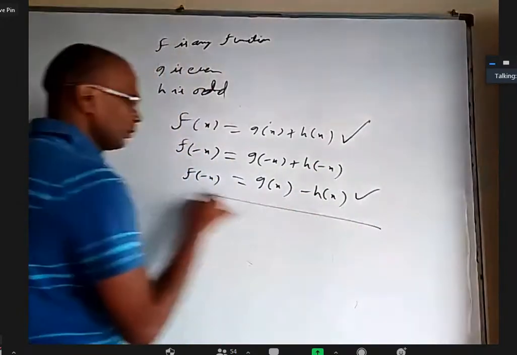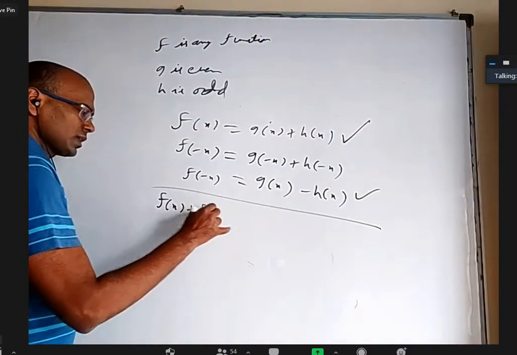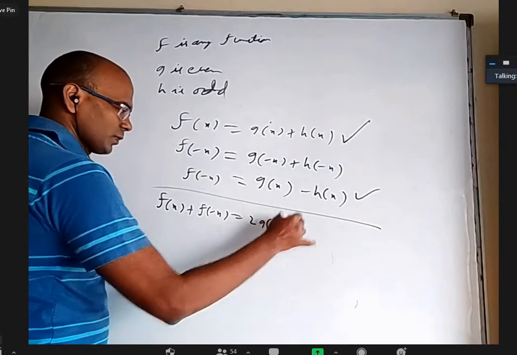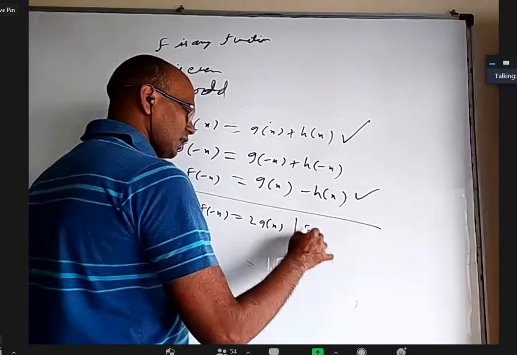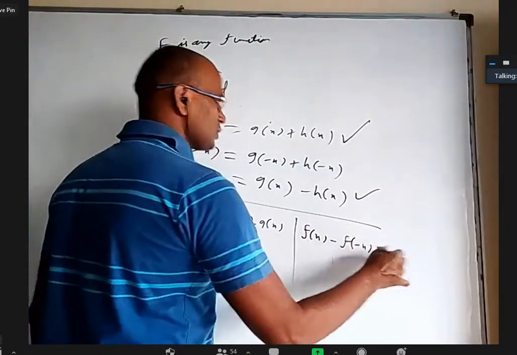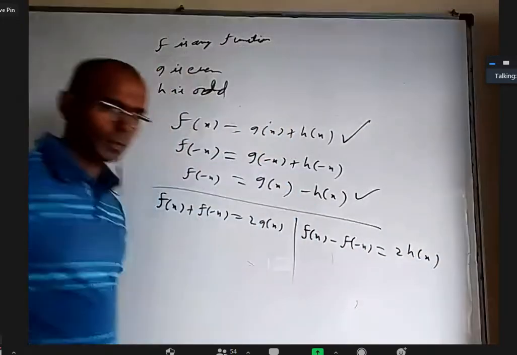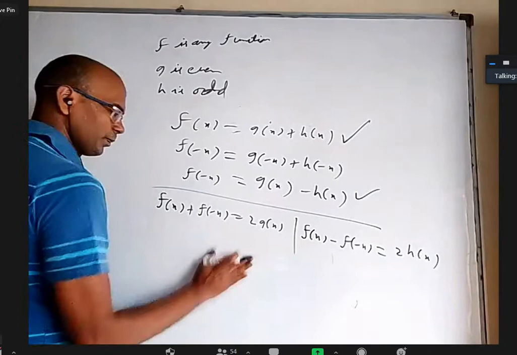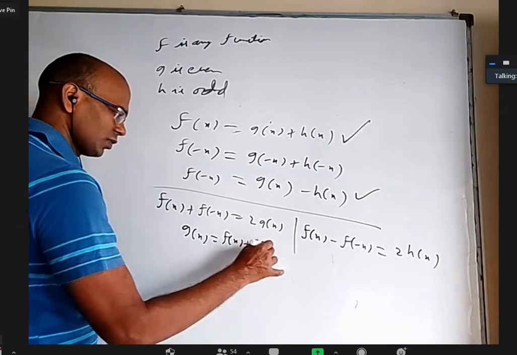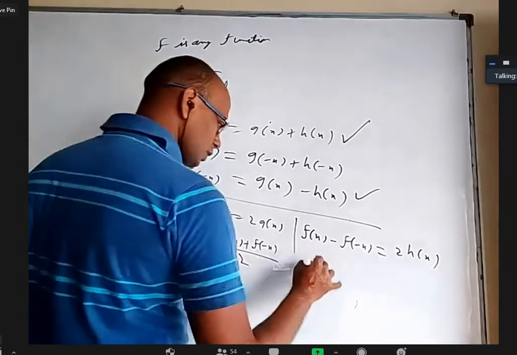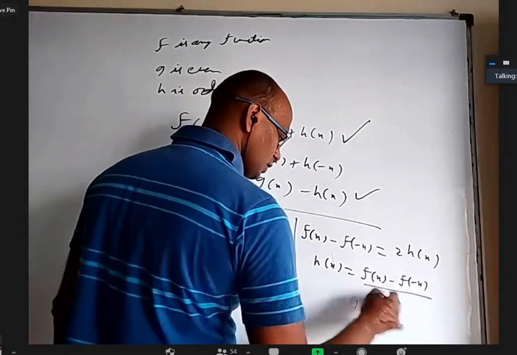Now take these two and add them. When you add these two, you will get f of x plus f of minus x is 2 times g of x. When you subtract these two equations, the first one and the last one, you will get f of x minus f of minus x is 2h of x, as g of x will cancel. So when you divide by 2, g of x is f of x plus f of minus x by 2. Here h of x is f of x minus f of minus x by 2.